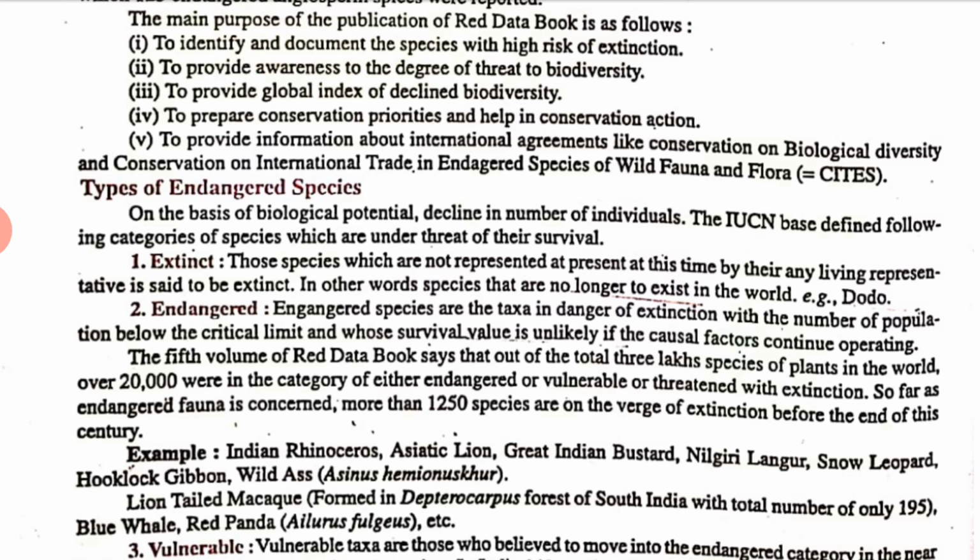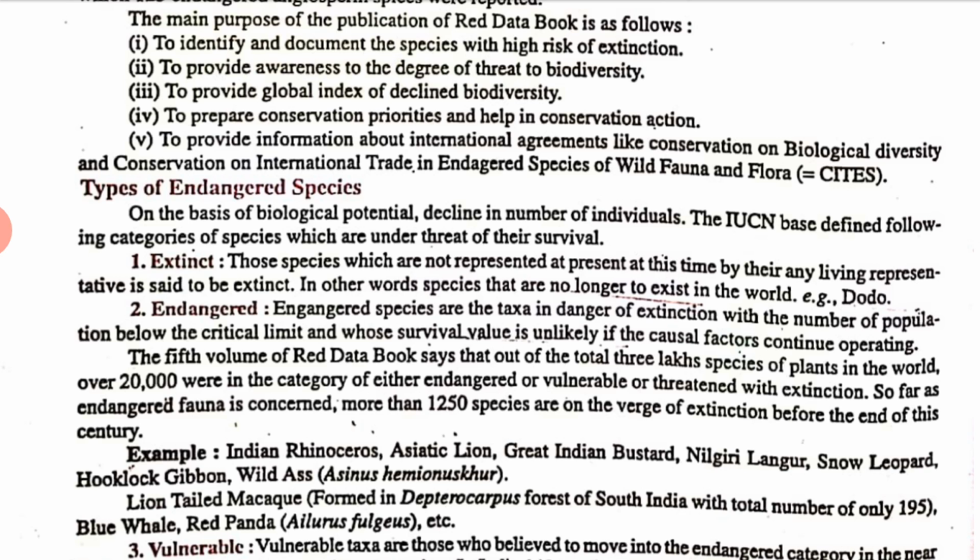Clear? So for example, we have the Indian rhinoceros, Asiatic lion, great Indian bustard, Nilgiri langurs, snow leopards, hoolock gibbon, and wild ass. So these are the lost or endangered species in our world.